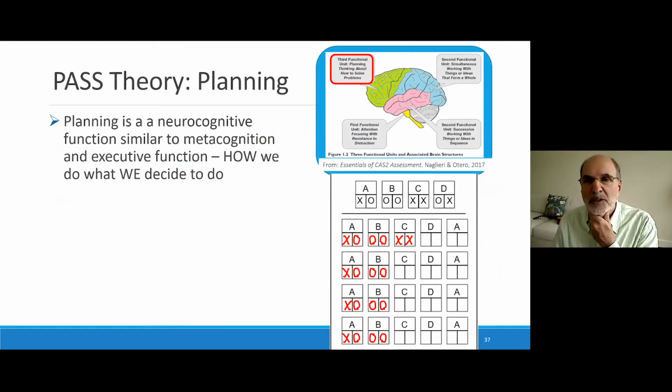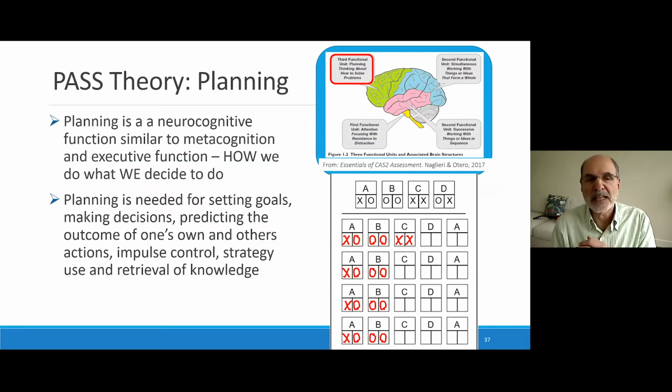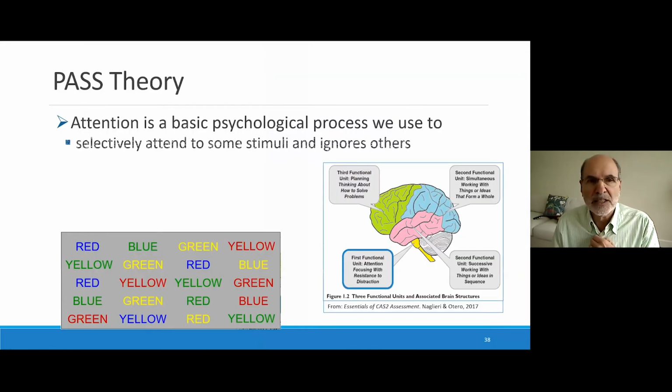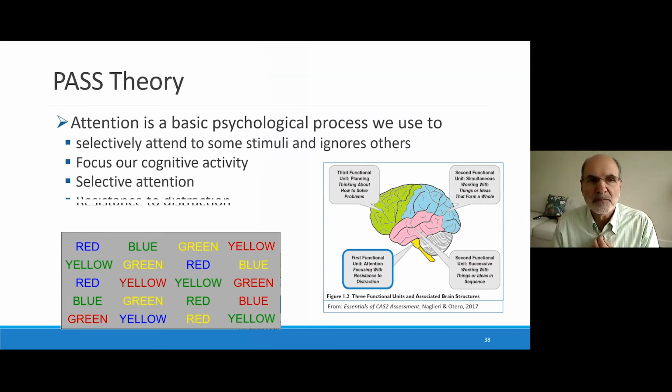So you know how we measure planning, and you know that planning, as I described it before, is really more complex than just how you do what you do, because it's all about setting goals and making decisions and predicting what's going to happen. And of course, impulse control, which is why we often see kids who have ADHD are poor in this particular scale. Strategy use, retrieval of knowledge. Of course, attention, resistance to distraction.